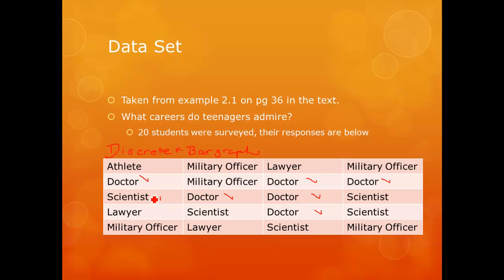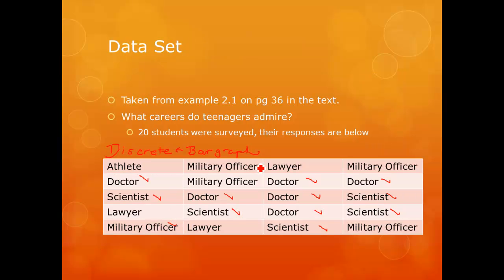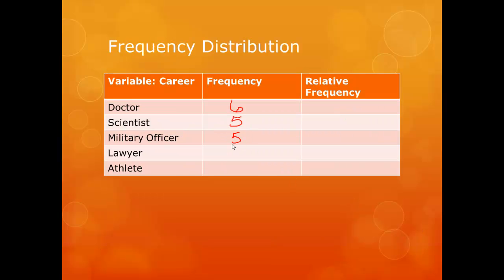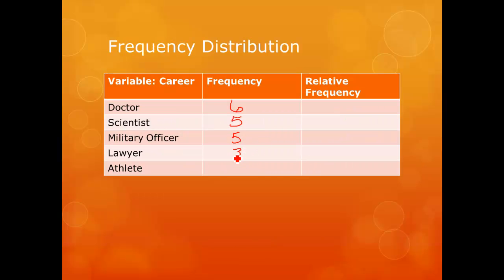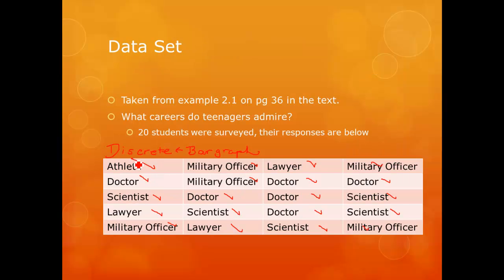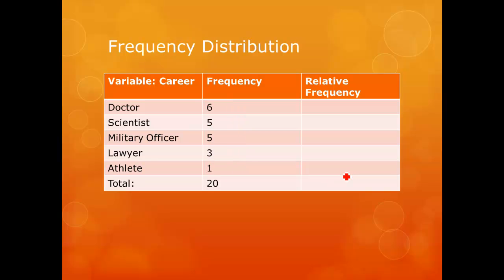For scientists, I have 1, 2, 3, 4, 5. For military officer, I have 1, 2, 3, 4, 5. For lawyer, I have 1, 2, 3. And for athlete, I have a lonely 1. All right, so 6, 5, 5, 3, 1. Let's see if I'm right in the next slide. 6, 5, 5, 3, 1, with a total of 20. If this does not equal the initial amount of data points, you've made a mistake, so you've got to check it again.